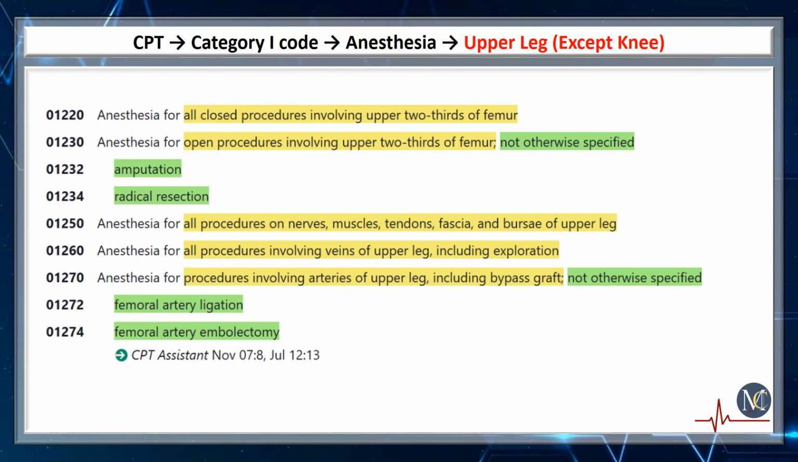The provider performs anesthesia service for a patient undergoing any procedure on nerves, muscles, tendons, fascia, and bursae of upper leg. Next code is 01260. Anesthesia for all procedures involving veins of the upper leg, including exploration. Veins are the blood vessels that carry blood to the heart from tissues and organs in the body. The provider performs anesthesia service for a patient undergoing a procedure of veins of the upper leg, including an exploration.